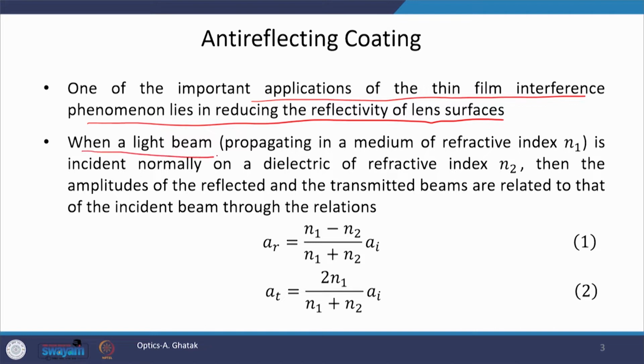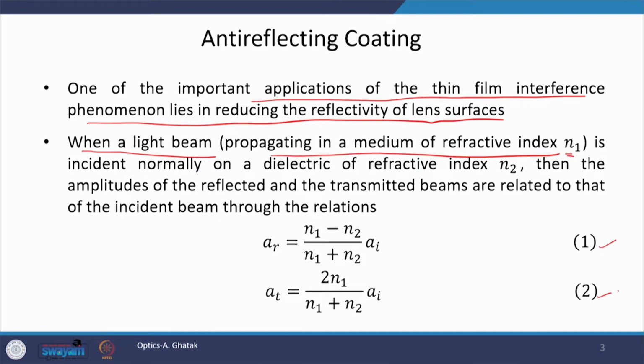Now, when a light beam which is propagating in a medium of refractive index n1 is incident normally on a dielectric material of refractive index n2, the amplitudes of reflected and transmitted beams are related to that of the incident beam through certain relations, okay, and these relations are given here by equation number 1 and 2, where AR is the amplitude of the reflected light, AI is the amplitude of the incident light, and AT is the amplitude of the transmitted light. Schematically, we can draw it like this.